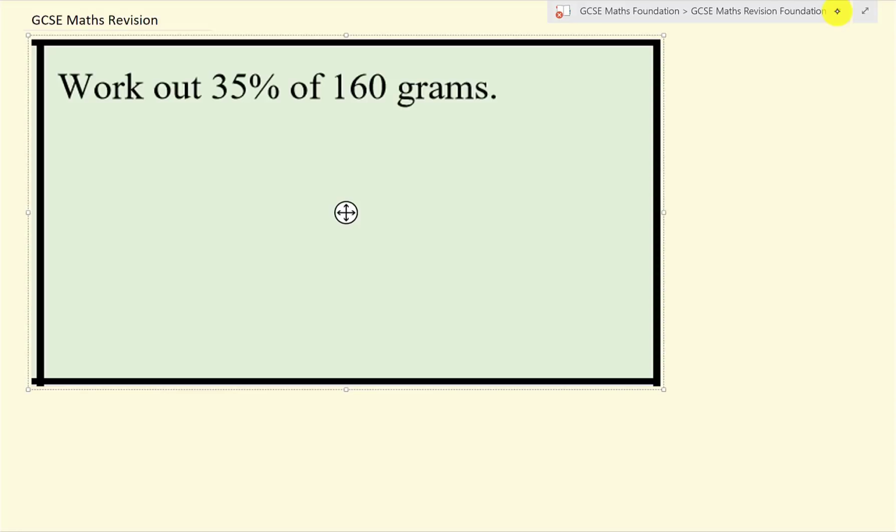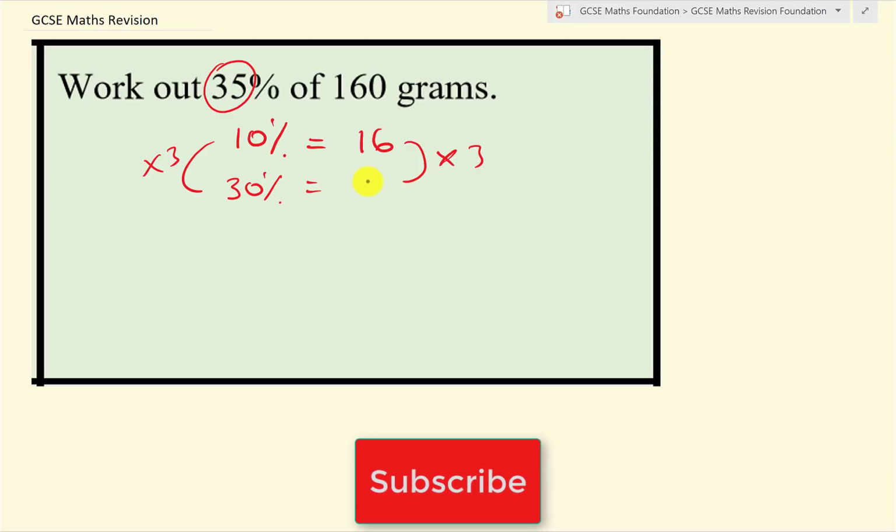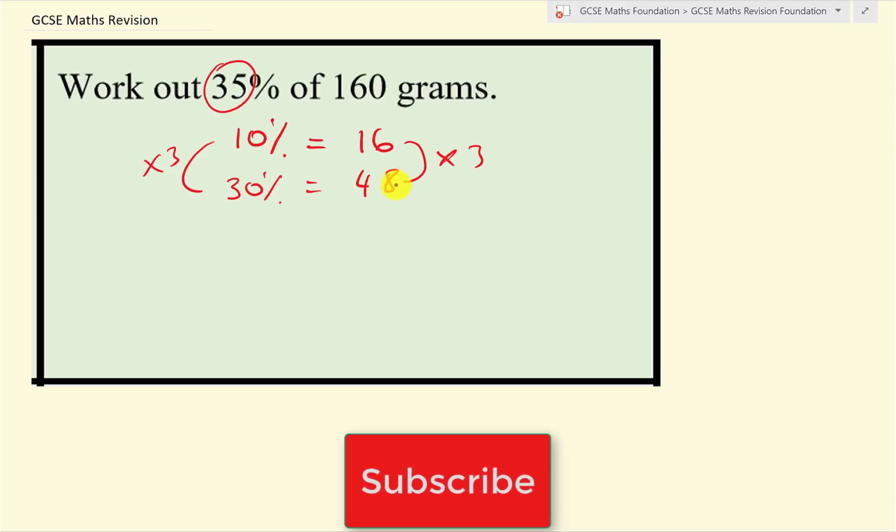Next we have a percentage question. Work out 35% of 160 grams. Because it's a non-calculator question, we cannot use a calculator, so we're going to find our 10% first. So 10% is 160 divided by 10, which is 16. Now because we've got 35%, let's work out what 30% is. So I can times that by 3, which gives me 30%, so that means I need to times 16 by 3 as well, on the other side. So 3 times 16 is 48.